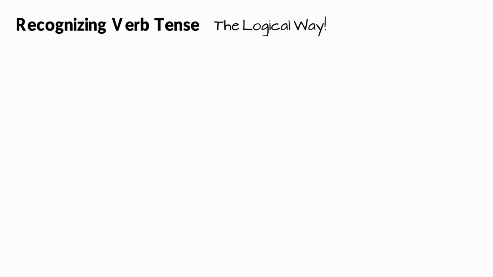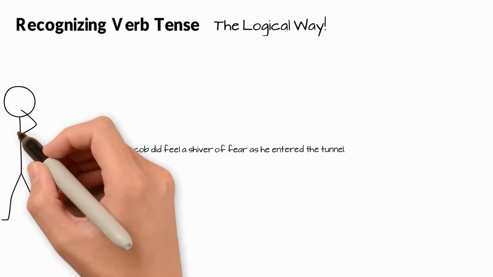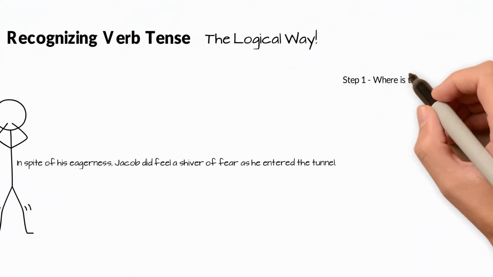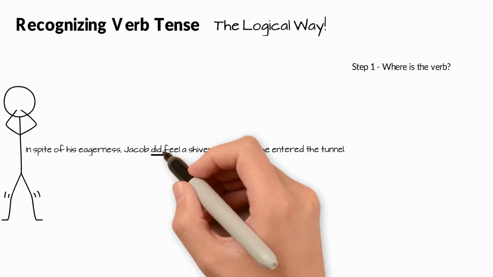We'll start with this sentence. In spite of his eagerness, Jacob did feel a shiver of fear as he entered the tunnel. First step is to find the verb. And I tell them to find that verb, know what their verb phrase is. So step 1 is, where is the verb? And the verb phrase is did feel. And determine if the first word in that phrase is past, present, or future.